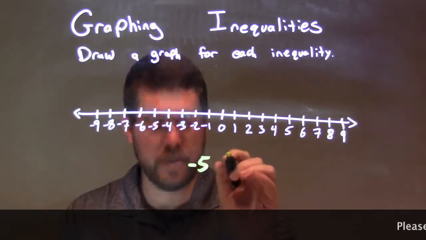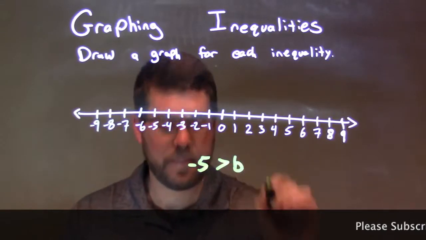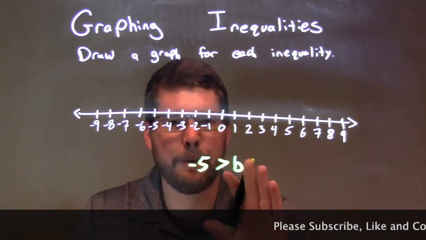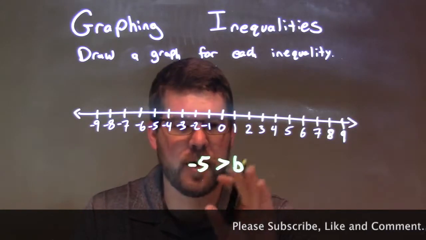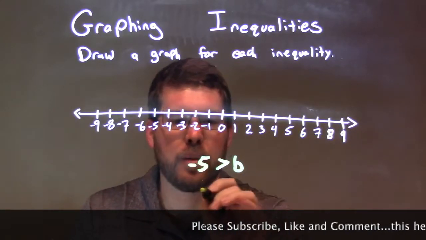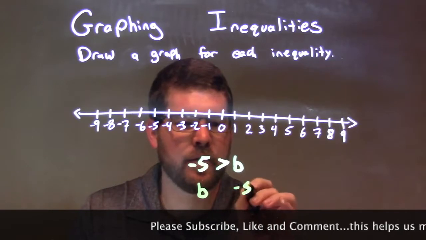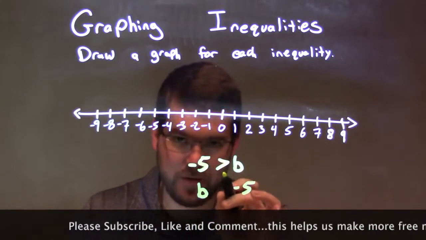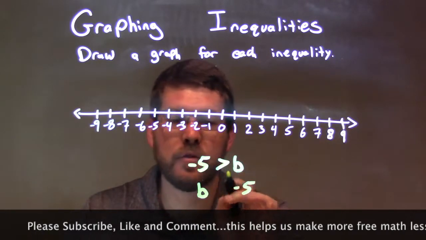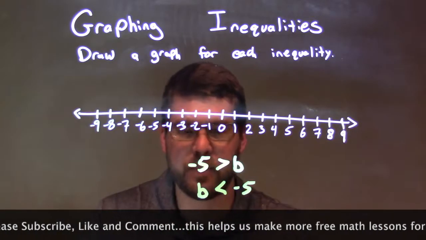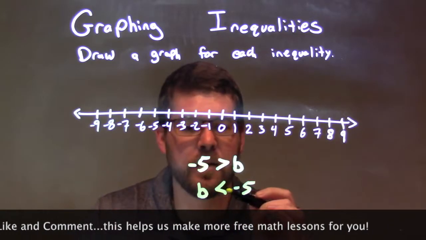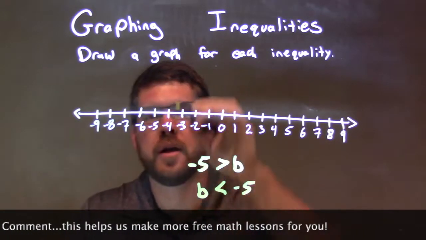Negative 5 is greater than b. Okay? Well, the first thing I like to do here is I want to get b written out front first, right? I don't like it being second, right? So I'm going to put b out here, and I'm going to put negative 5 over here. But by flipping the inequality like that, I need to flip the inside inequality from my greater than sign to a less than sign. So now, negative 5 being greater than b is the same thing as b being less than negative 5. So we start at negative 5 here.